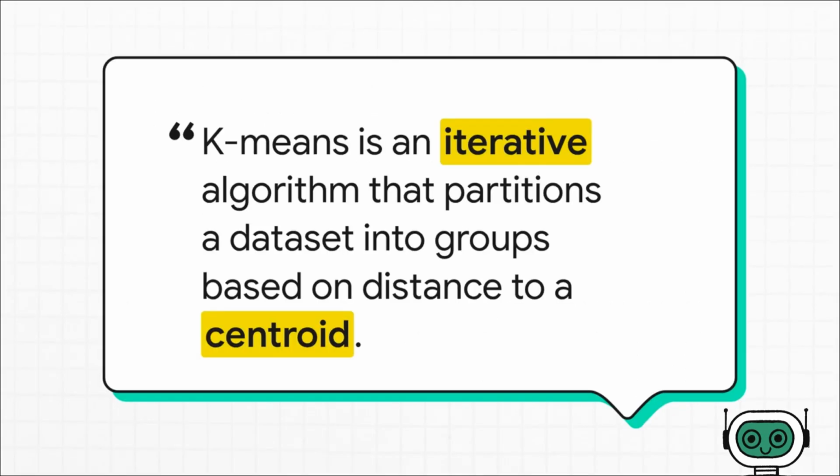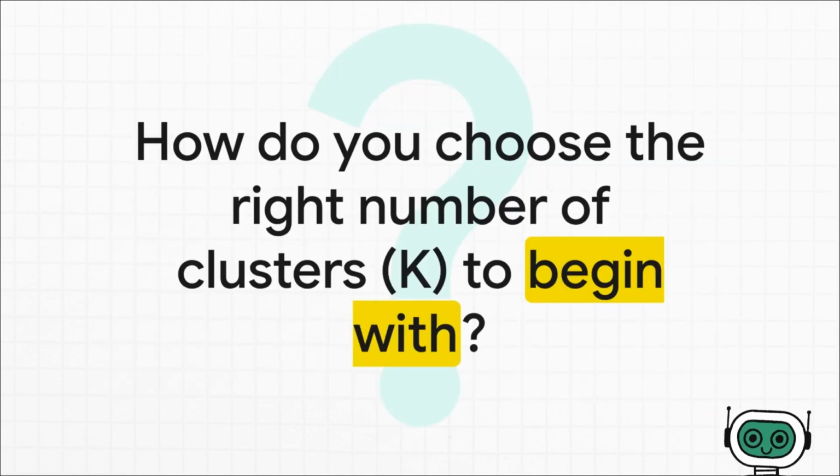So, to put it all into one sentence, k-means is an iterative algorithm that partitions unlabeled data into a specified number of clusters based on proximity to a central point. The algorithm's simplicity is really its greatest strength, but it also leads to one absolutely crucial question. How do you know how many clusters to tell it to find in the first place? How do you choose the right k? Figuring that out is the key to using this tool effectively.